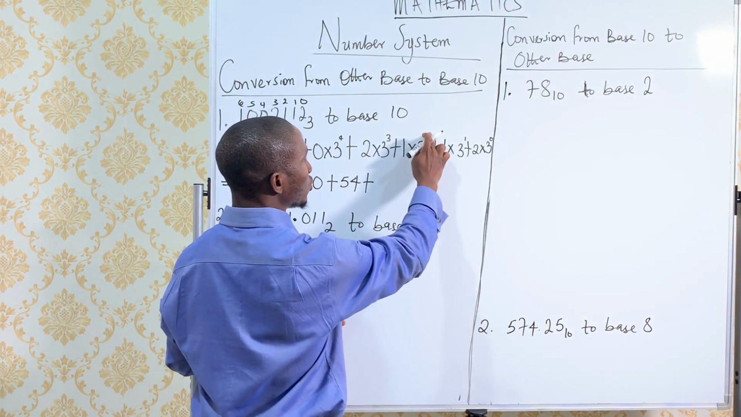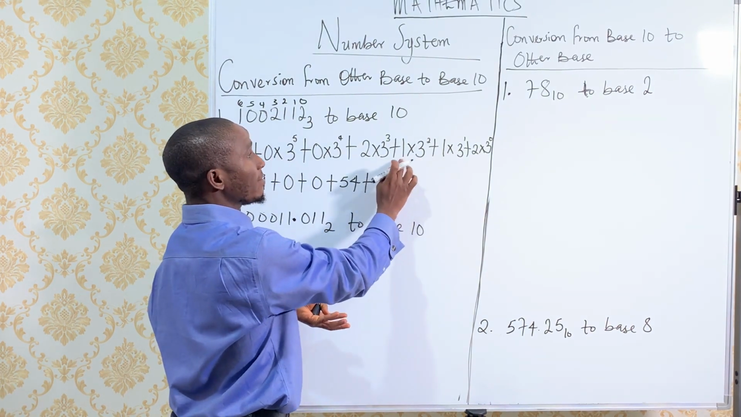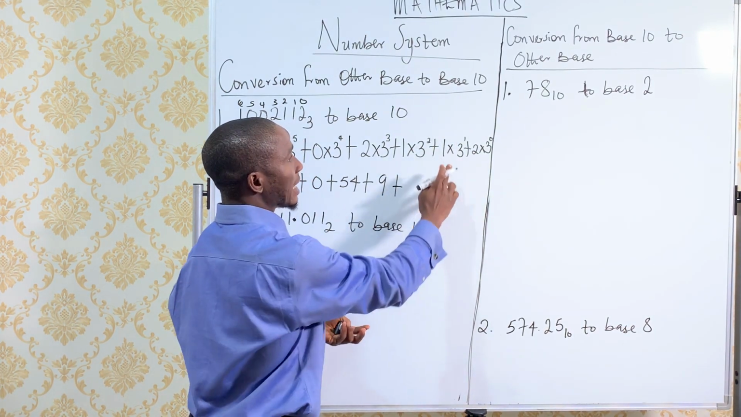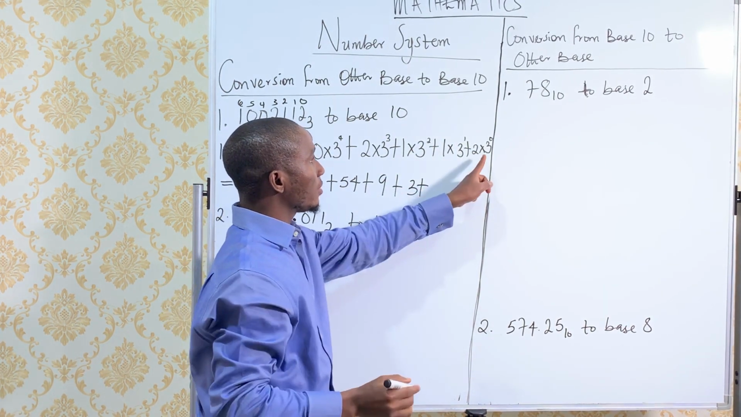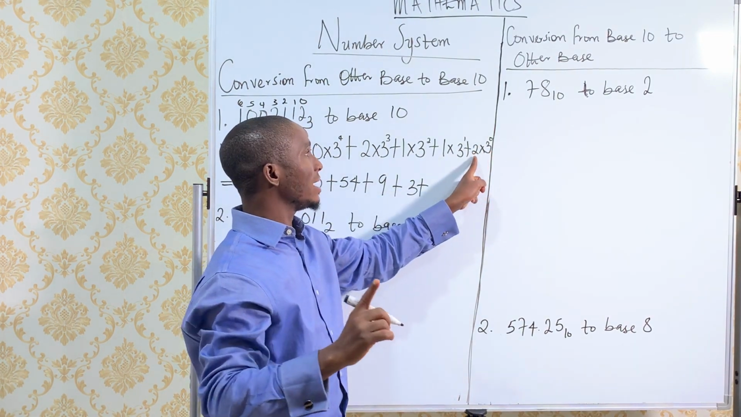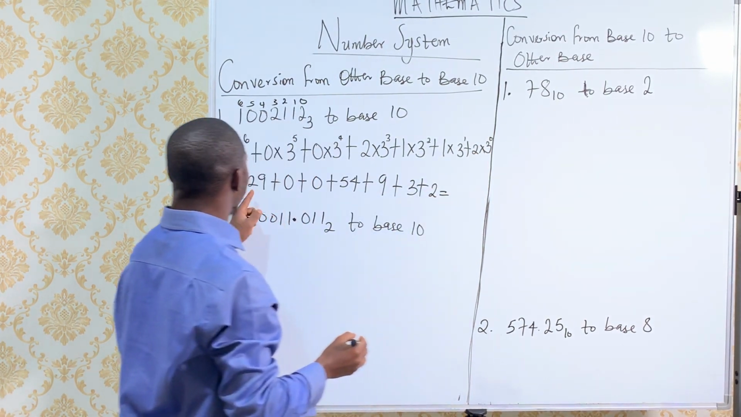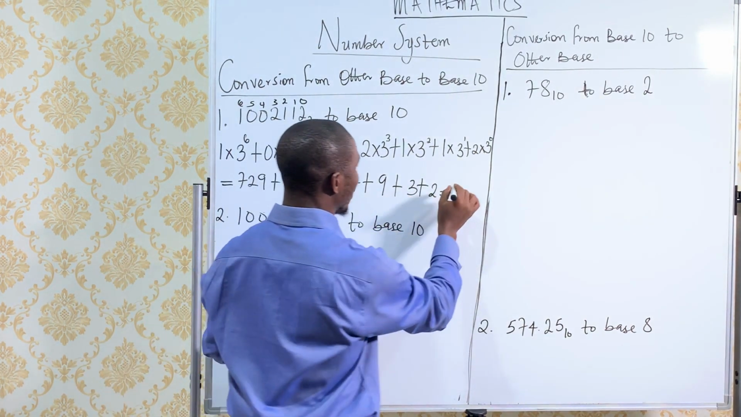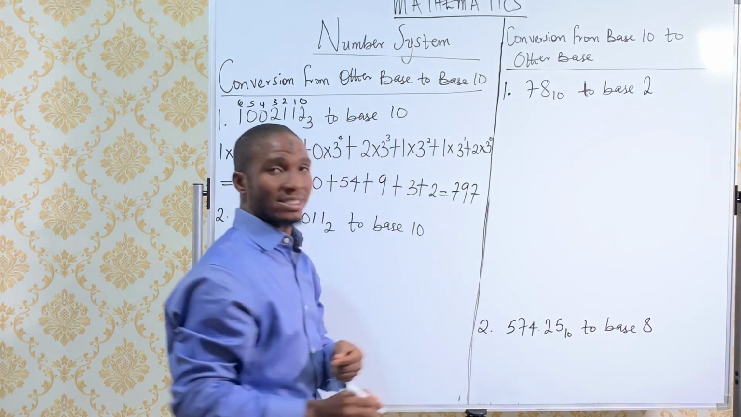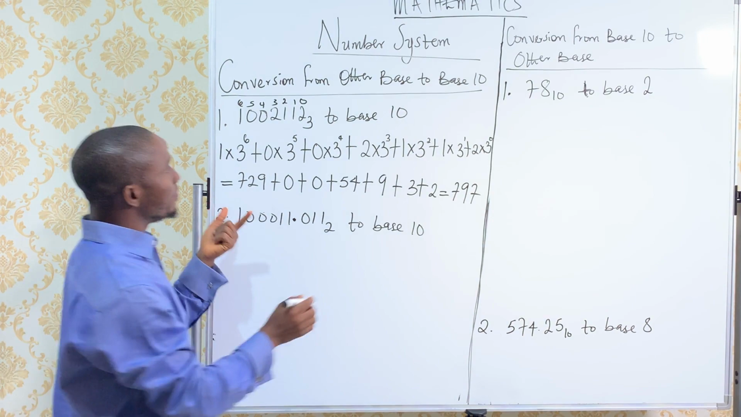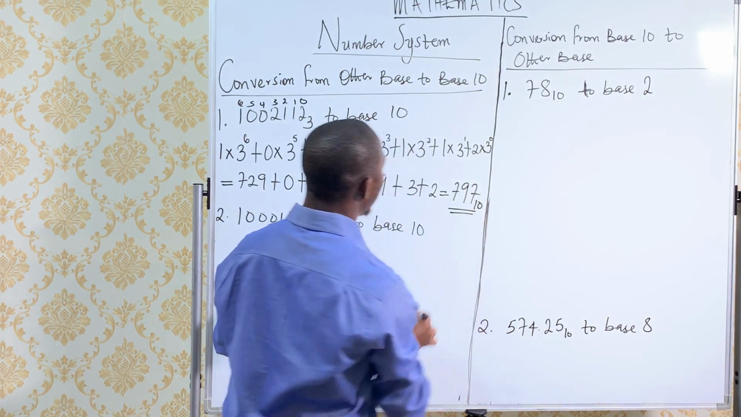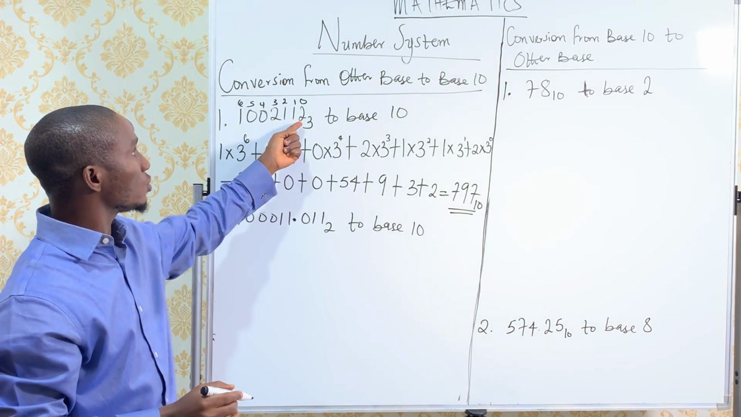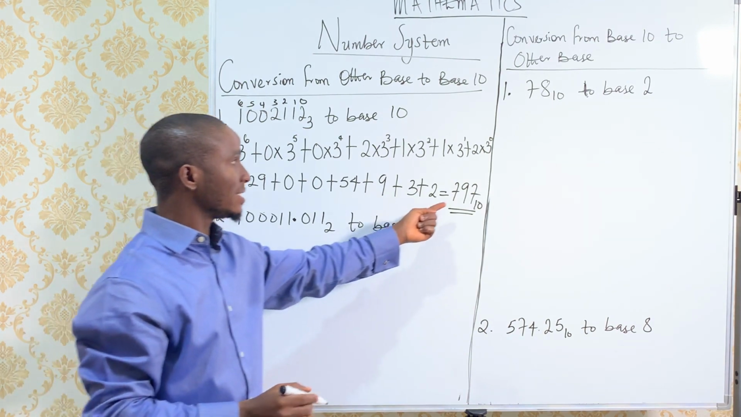Plus 3 raised to power 2 will give us 9. That is 3 times 3 times 1, that will be 9. Plus 3 raised to power 1 is 3 times 1, 3. Plus 3 raised to power 0 is 1. 1 times 2 is 2. Finally, 729 plus 54 plus 9 plus 3 plus 2 should give us 797. Now, in base 10, we have been able to convert 10021132 in base 3 to base 10 as 797.